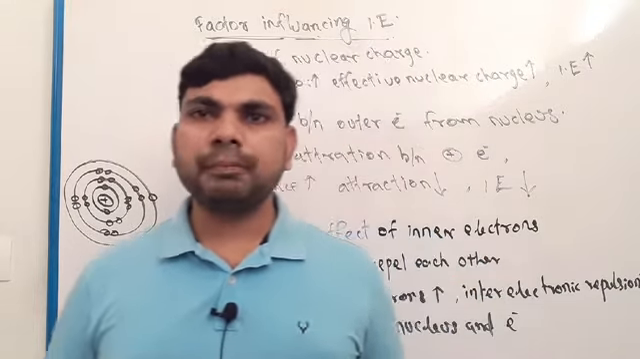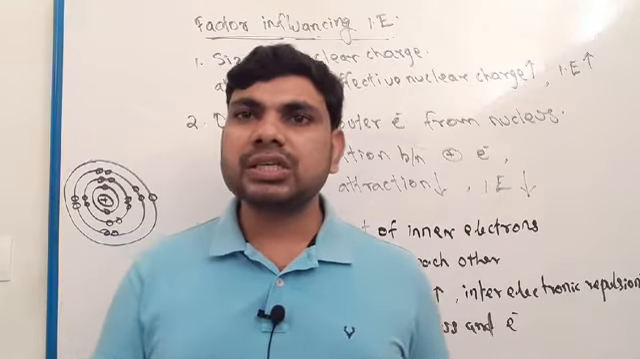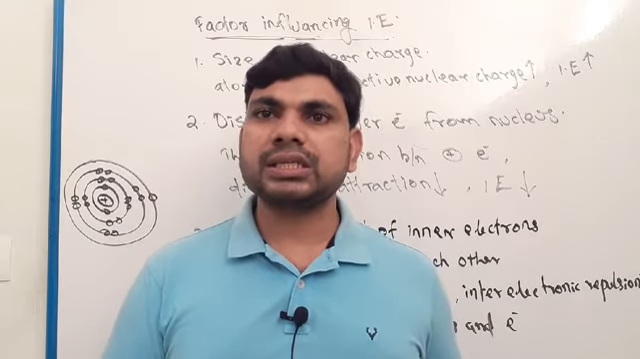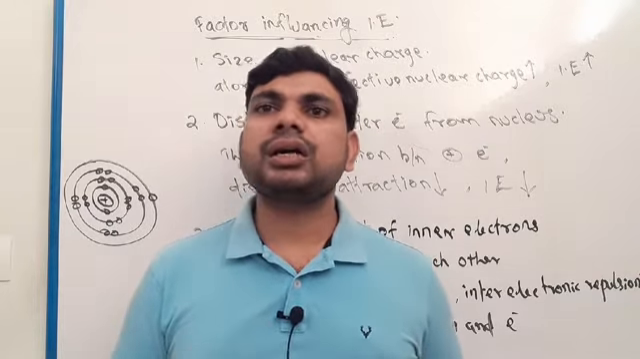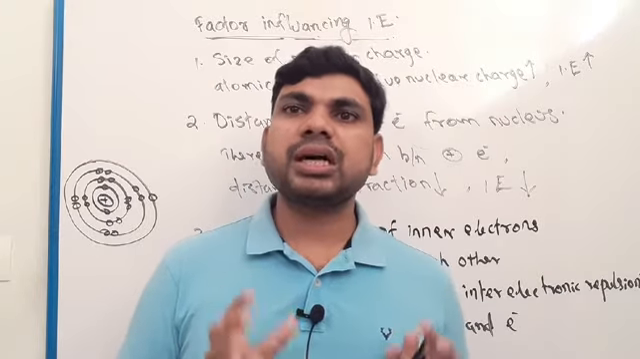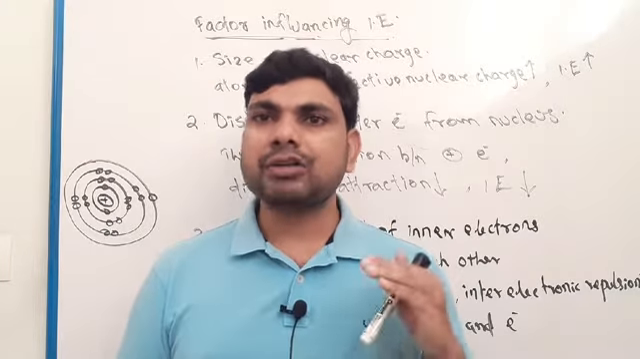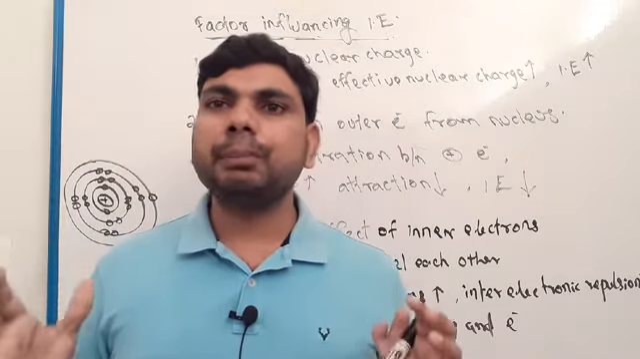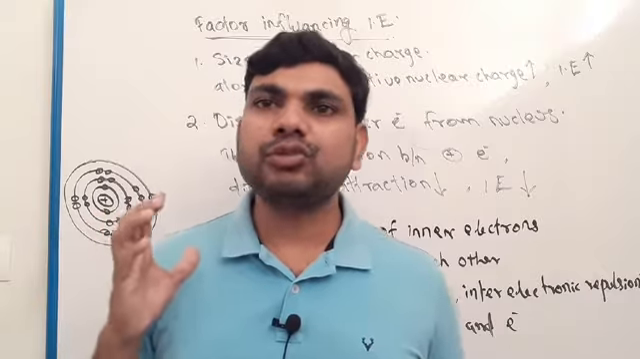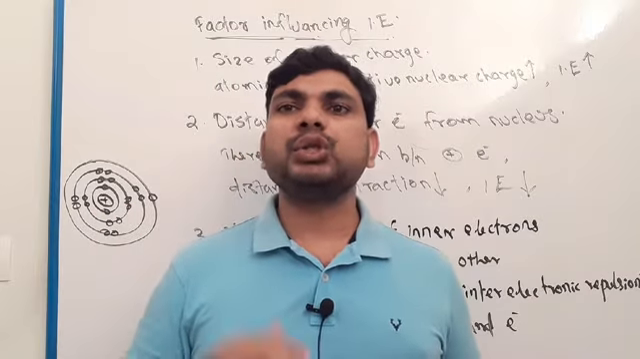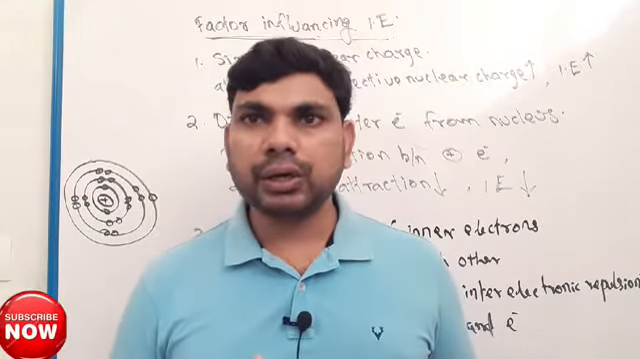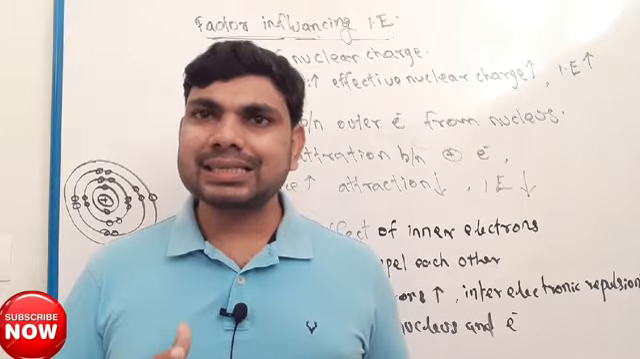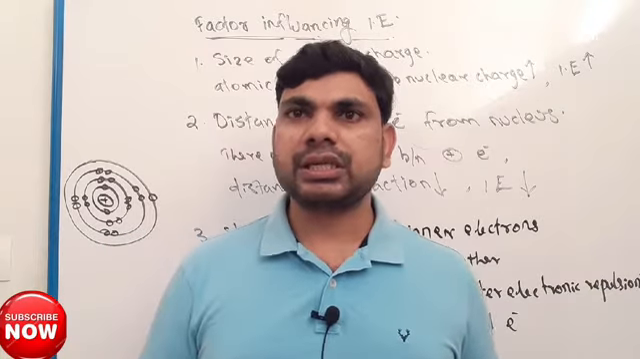Effective nuclear charge means as the number of protons increases, the positive power of the nucleus also increases. That means the effective nuclear charge of an atom increases. So the attraction between the nucleus and outer shell electron increases, and we have to give much more energy to remove the outer shell electron. So generally, as effective nuclear charge increases, ionization enthalpy increases. Clear?